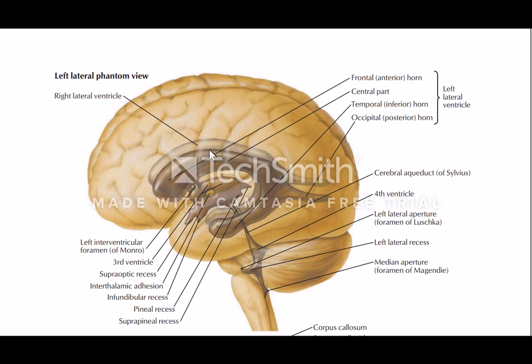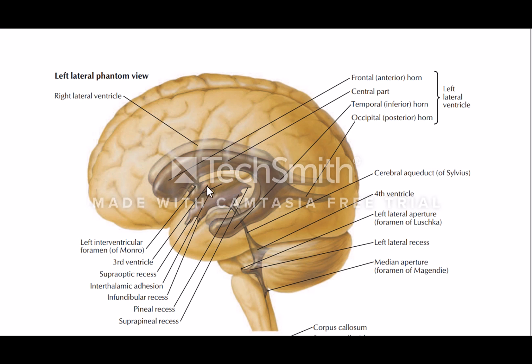Okay, so two lateral ventricles, and you can see the interventricular foramen of Monro. So you have a right and left interventricular foramen of Monro. The left interventricular foramen will drain CSF from the left lateral ventricle into the third ventricle, whereas the right interventricular foramen of Monro will drain CSF from the right lateral ventricle into the third ventricle.